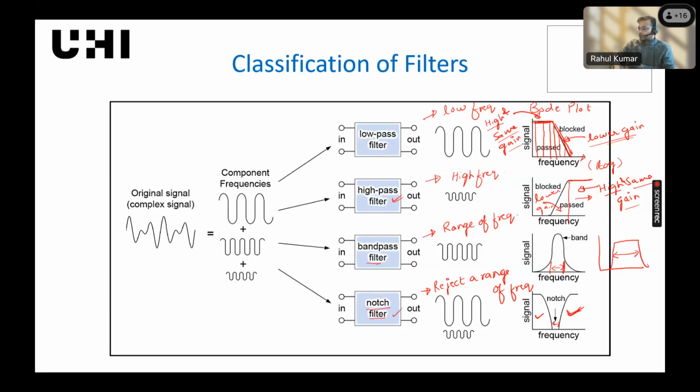Then your notch filter. So it's the opposite of band pass filter. So it blocks a specific frequency, a specific range of frequency. For example, in electrical power system, if we are working at 50 hertz and we want to get rid of harmonics or noise at 100 hertz, 150 hertz, so we can use this notch filter to block those harmonics at other frequencies.